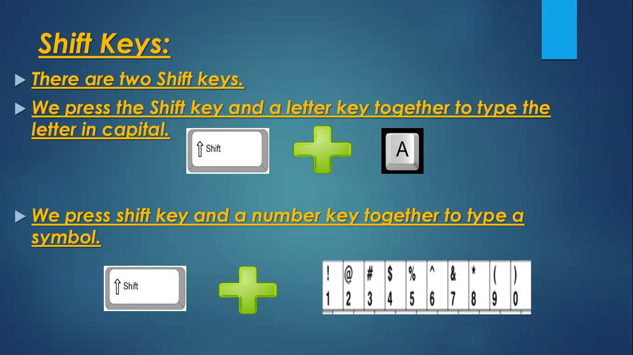Similarly, you can also use the shift key to write any symbol. We press the shift key and any number key together to type a symbol. Look at the picture which I have shown you here. Look at the key number 1. In this key there is also a number 1, but there is also a symbol present in this key, which is an exclamatory sign. Let's suppose you want to type an exclamatory sign. What will you do? You will press the shift key and the 1 key together to type an exclamatory sign.